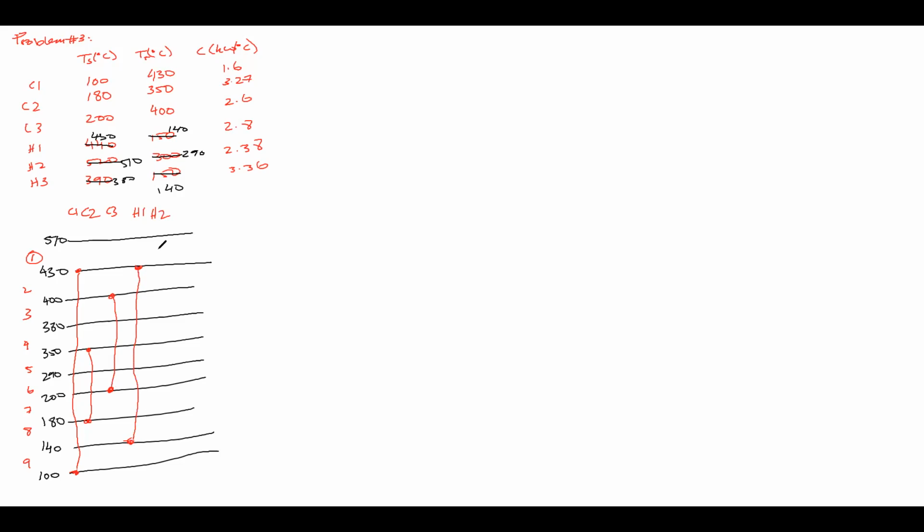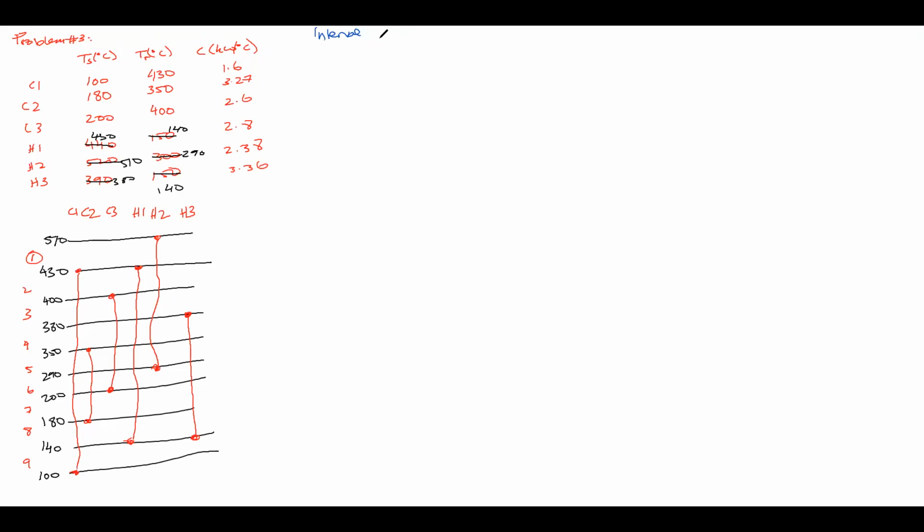H2 is 510 to 290. Right, so I have 510 all the way to 290. And H3 in this case is 380 to 140. So I go 380 all the way down to 140. Good. So I basically drew this thing. Now let's build our interval table. If you recall, I'm just going to translate this into a table with numbers, so it's easier for me to look at it. So I have interval.